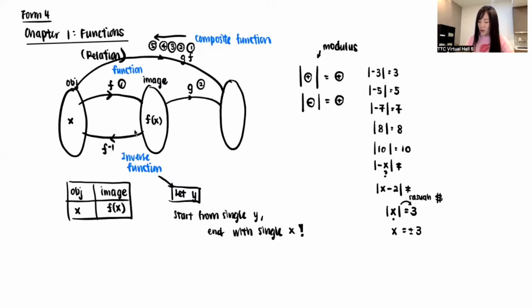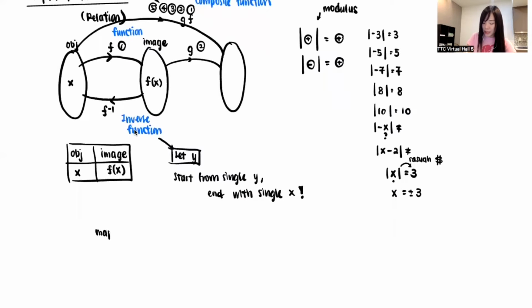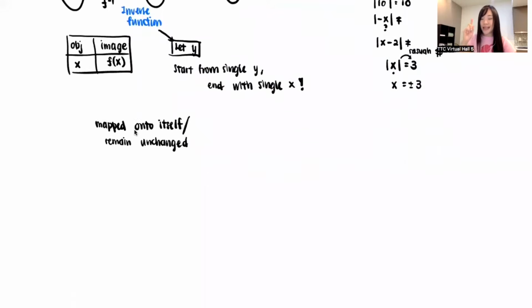Next thing, my dear. What else did you guys learn under this chapter? You learn this phrase, map onto itself. Anyone remember map onto itself? What other words have the same meaning as map onto itself? Map back to yourself. Is there any other sentence or words that can represent the same meaning? Wow, very good, Isra. Remain unchanged. Listen to me, my dear. Map onto itself. You know what's the meaning of map onto itself? I draw some examples for you, okay?